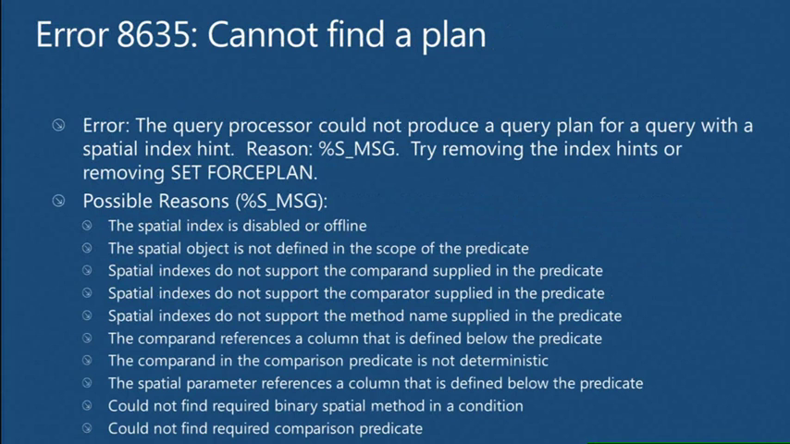The other thing is sometimes you get interesting messages. There's a message here that you might get that says the query processor could not produce a query plan for a query with a spatial index hint. And then there are a couple of reasons that it lists. You have seen that earlier when I was trying to do 1 equals. Basically, we give you a lot of reasons, and you should just read them and act on them.